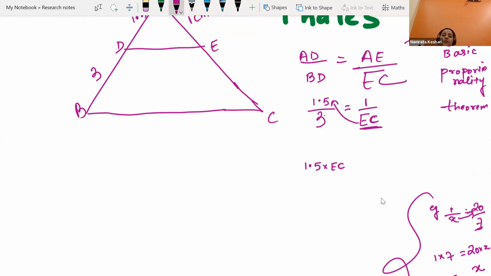Okay, this 3 will go to the other side and get multiplied with 1. EC will be just 3 by 1.5. Are we going to leave our answer like this? No, not at all. We need to simplify it.